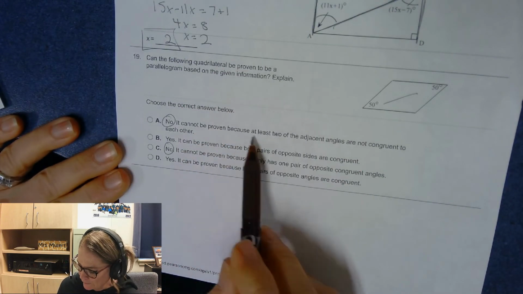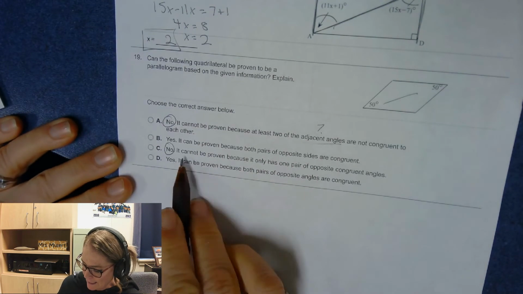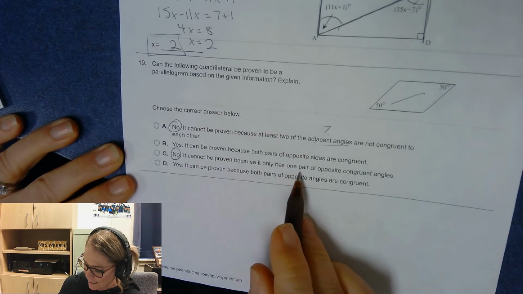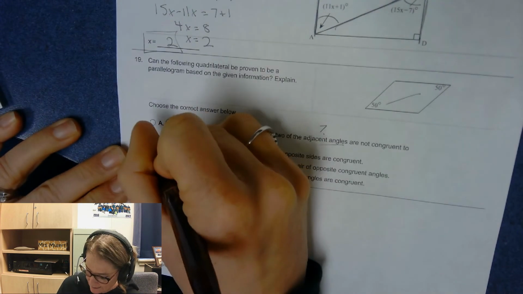No, it cannot be proven because at least two of the adjacent, okay, what, adjacent angles, that doesn't even come in. It cannot be proven because it only has one pair of opposite congruent angles, and so C is our selection. Okay, so read those carefully. All right, done with that page.